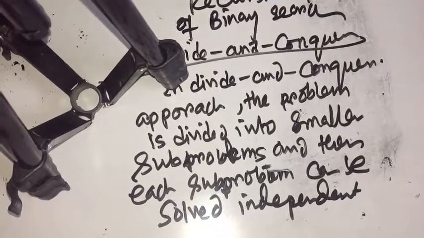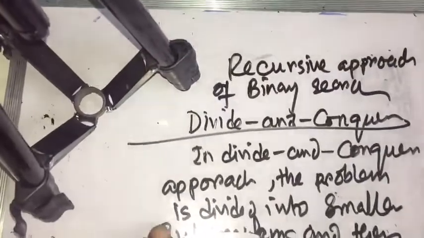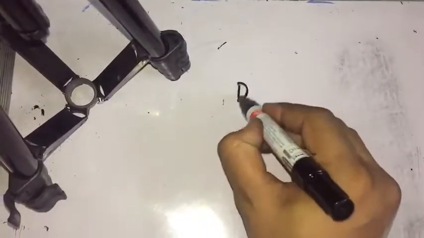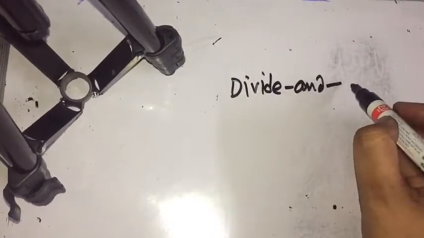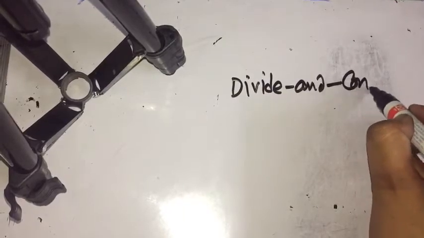So there is a three-step process in divide and conquer. It's based on divide and conquer. So the technique of divide and conquer is to divide the problem into subproblems that can be solved easily.